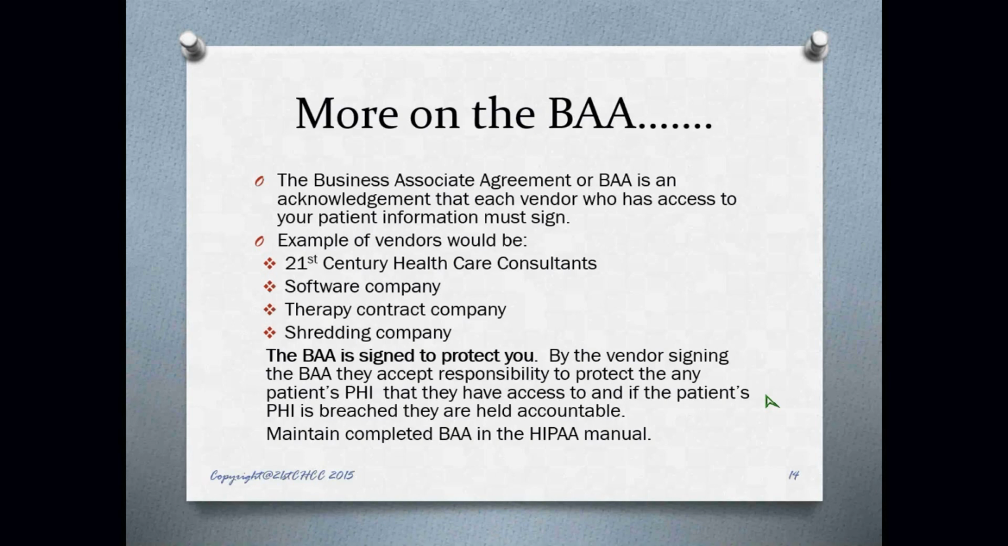The BAA is really designed to protect you. What the BAA basically says is that the vendor is signing that they're taking responsibility to protect any information that you share with them or give them access to, and that if it's breached, they're going to be held accountable. So the government would go back to them and not you. So again, you need to make sure that those are signed by all of your vendors. And once they're signed, you can just place them in your HIPAA manual and keep them there. And the surveyor will probably ask to look at those.